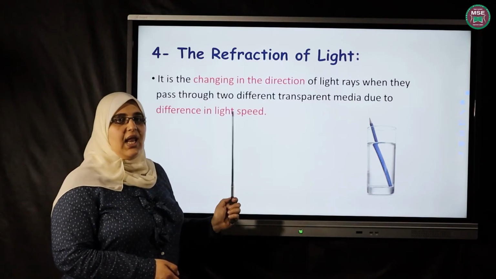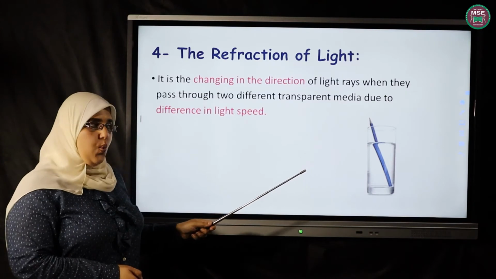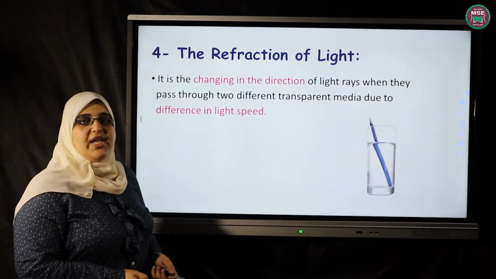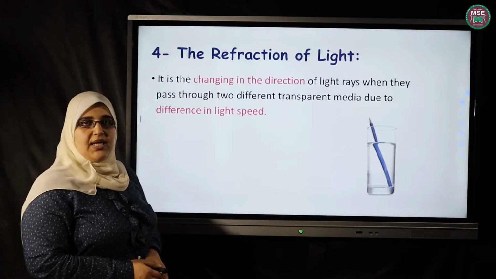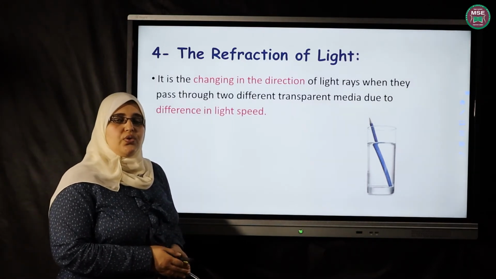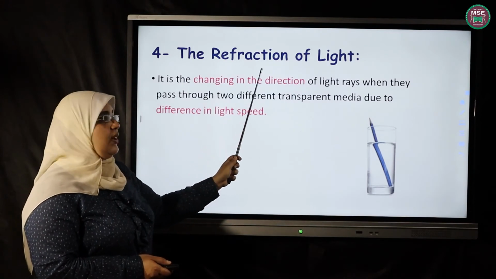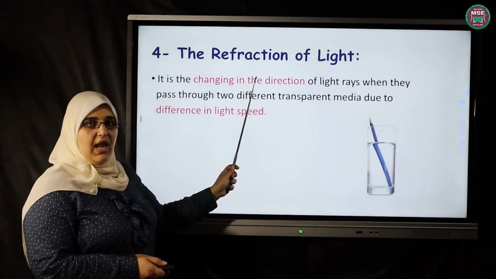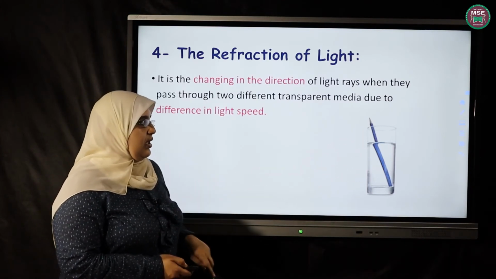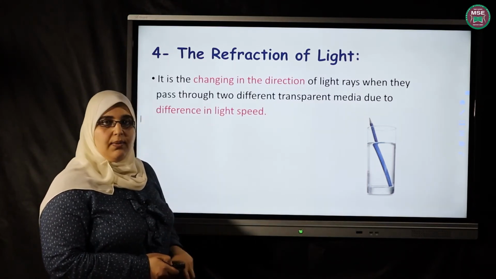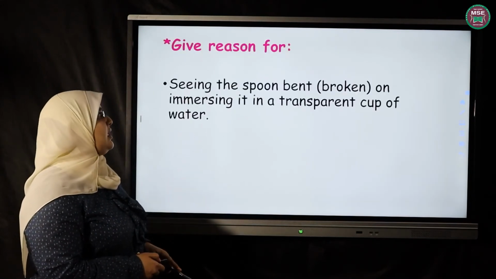As we said, the light travels faster in air than in water. So when the light passes through two different transparent media, from air to water or water to air, it will change its direction, and this is called the refraction of light. So we see the objects broken or bent. Here there is an important give reason.